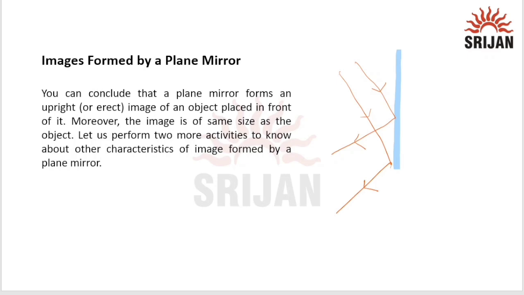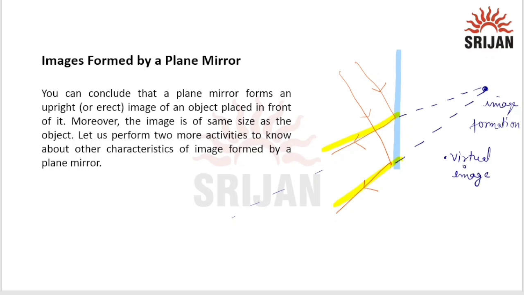Now the lines which I am going to highlight with yellow color are the reflected lights. They will not actually meet in this direction. Where will they meet? If they are extended backwards, just like this. So this is the point of image formation. As the image formation takes place when we extend the lines backward, it is an example of a virtual image. Virtual image means it cannot be obtained on the screen, and also it will be upright or erect.